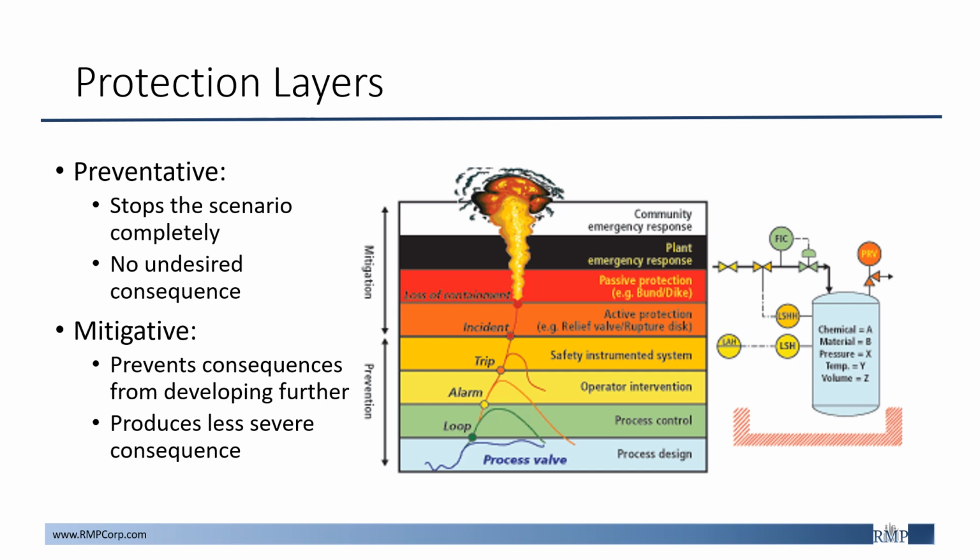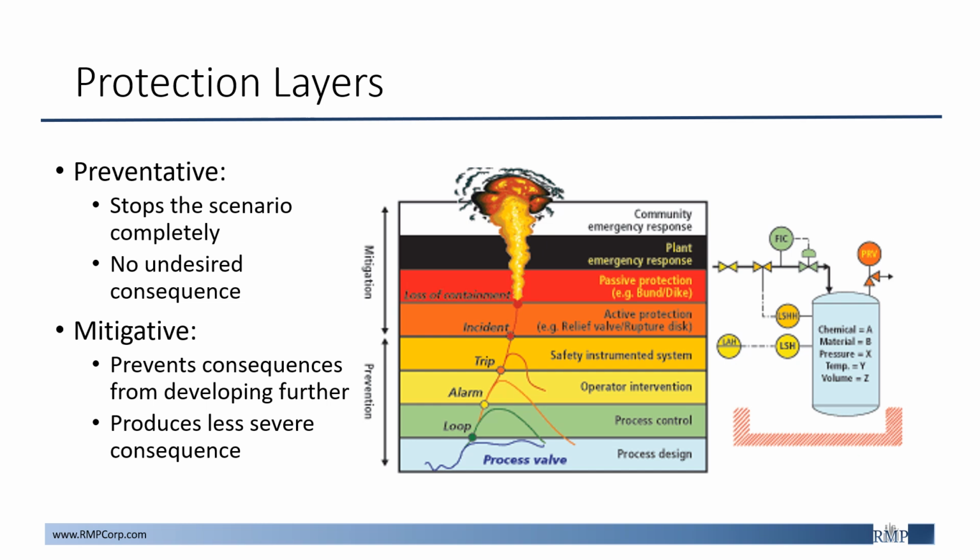Without any of these preventative protection layers, the system may be reliant on the upper half of this chart being mitigation. So these mitigative protection layers are utilized to prevent the consequence from developing further once it's already occurred. And it's also to help produce a less severe consequence from occurring. Some examples of these begin with an active form of protection, such as maybe a relief valve. You're building pressure in your vessel. It gets to the set point of the pressure relief device, which then lifts to help prevent the scenario from developing further.